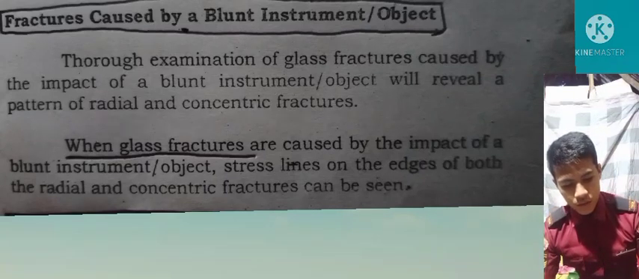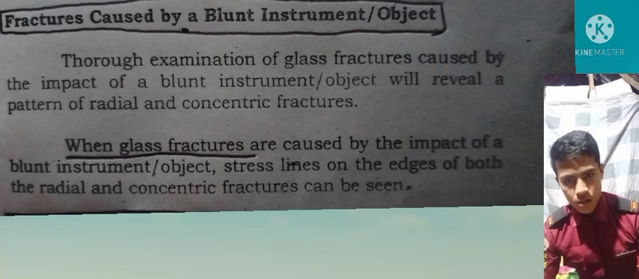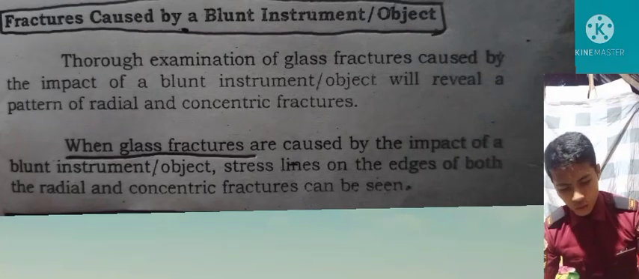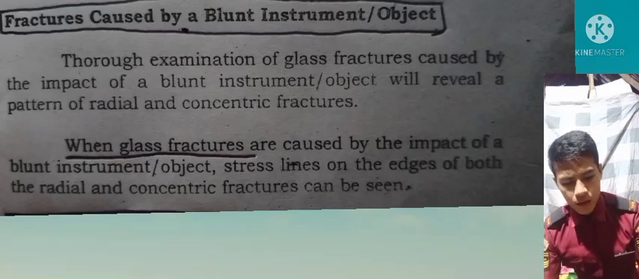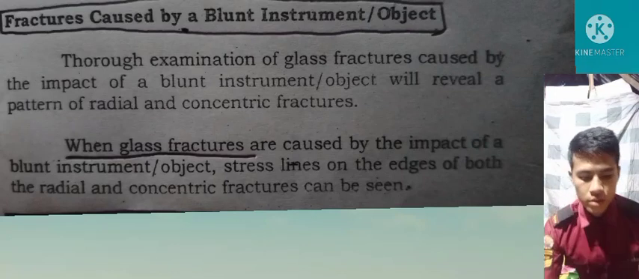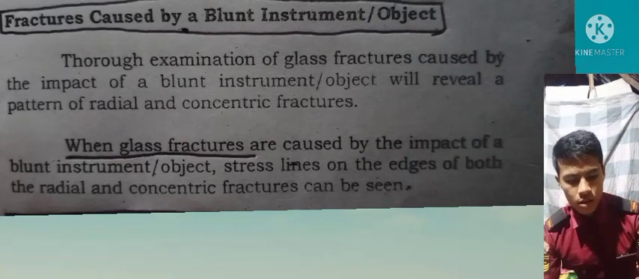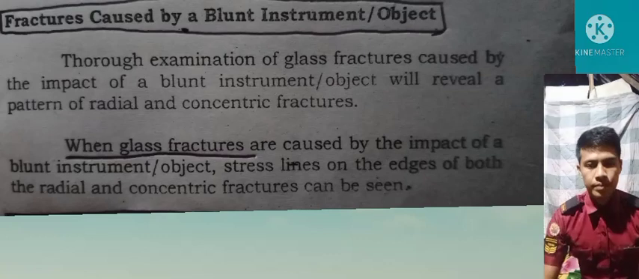Through examination of glass, fractures caused by the impact of a blunt instrument or object will reveal a pattern of radial and concentric fractures. When glass fractures are caused by the impact of a blunt instrument or object, stress lines on the edge of both the radial and concentric fractures can be seen.